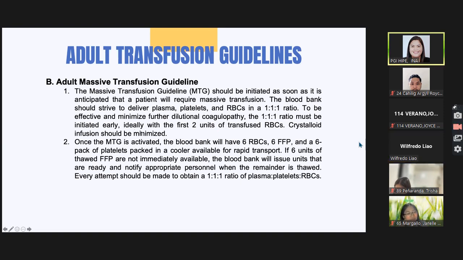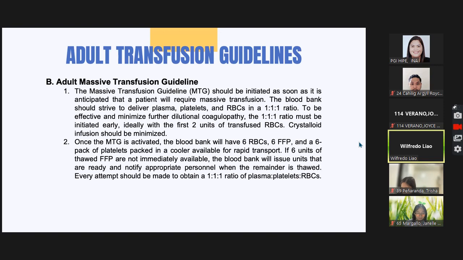And ideally within the first 2 units of transfused RBCs. So crystalloid infusion should be minimized. Once the MTG is activated, the blood bank will have 6 RBCs, 6 FFP, and a 6-pack of platelets packed in a cooler available for rapid transfusion. If 6 units of thawed FFP are not immediately available, the blood bank will issue units that are ready and notify appropriate personnel when the remainder is thawed. Every attempt should be made to obtain a 1:1:1 ratio of plasma, platelets, and RBCs. This is only good in an ideal setting, but in actual settings, mostly what we give is whole blood, which contains the plasma, the red blood cells, and also the platelets.